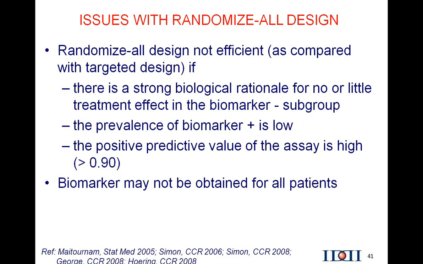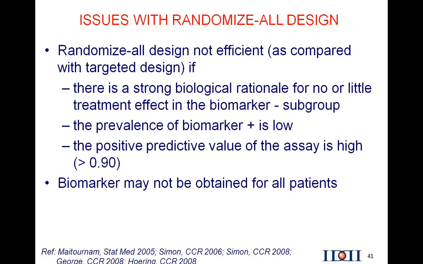What are the problems with such trials? Well, the main problem with the RANDOMIZE-ALL design is that it's not efficient if these conditions apply. If there is a strong rationale for believing that there will be no effect in the biomarker negative subset, in this case in the P53 negative patients, then of course it's not a good idea to do a RANDOMIZE-ALL design. It's better to do a targeted design where P53 plus patients are entered and not P53 minus patients.